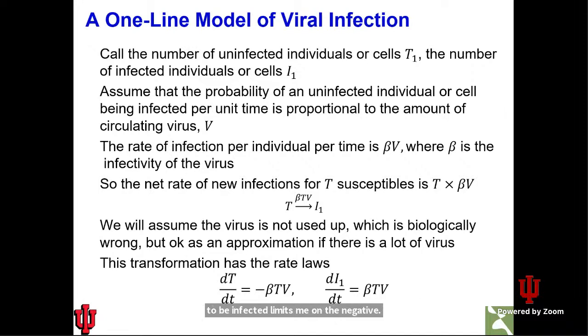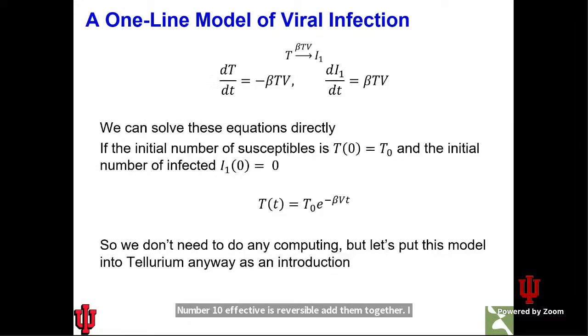So again, if I've written the rate law, dT/dt is equal to minus beta times the current population T times the virus V. The number of infected is the reverse of it. If I add them together, I conserve the total number of people or cells in the population. All right, this one I can solve analytically.